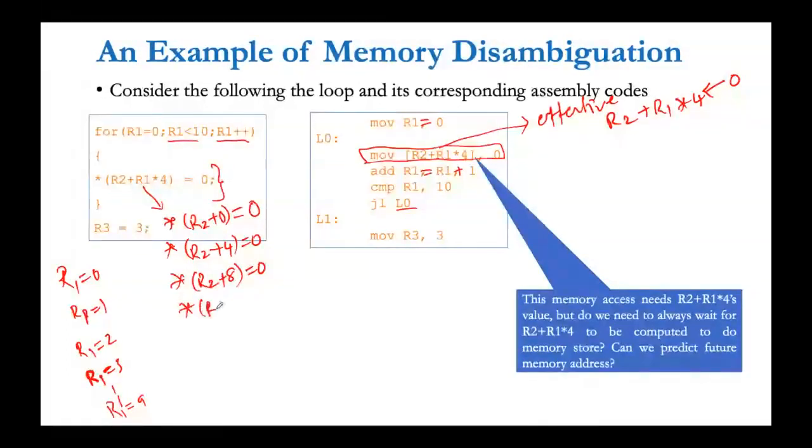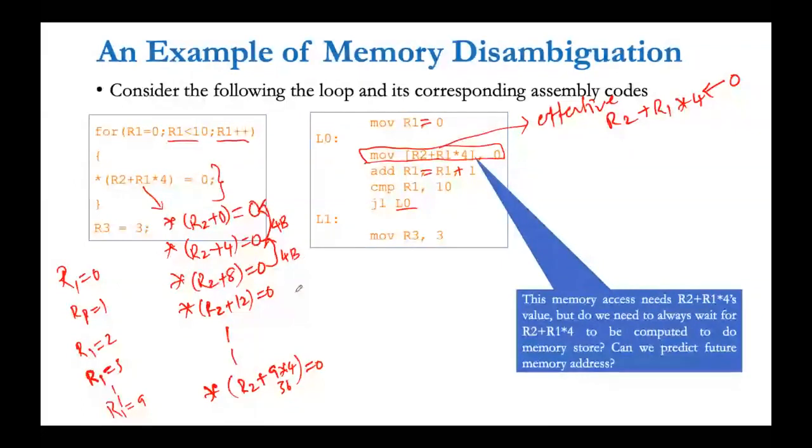In the next iteration, R1 is 3, so at 12 it assigns 0, and at the last iteration, R2 is added with 9 multiplied by 4, that is 36 bytes, and then 0 is assigned. So from here it is clear that from the previous effective address, the next effective address is just 4 bytes away. From this example, we can see that the memory access needs this effective address value.